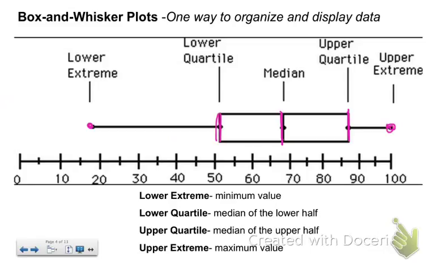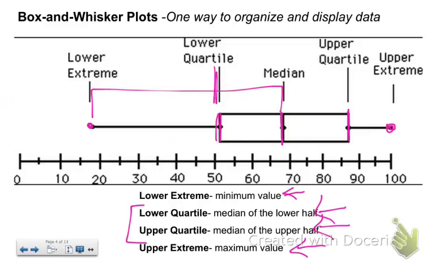Alright, so the lower extreme is just the minimum value, so the lowest value in the data set. And then the upper extreme is just the maximum value, or the highest value in the data set. And then these are what might be new, but the lower quartile is going to be the median of the lower half, and the upper quartile is the median of the upper half. So in other words, you look at this half of data and you find the median, and that's your lower quartile. And then you look at the other half of the data and find the median, and that's the upper quartile. So a box and whisker plot always has 5 parts to it.